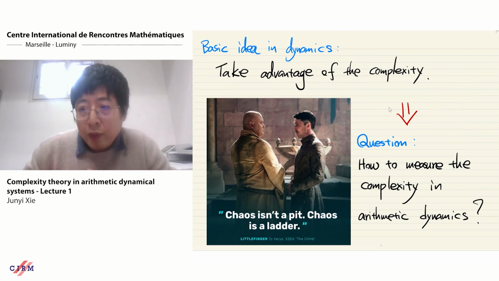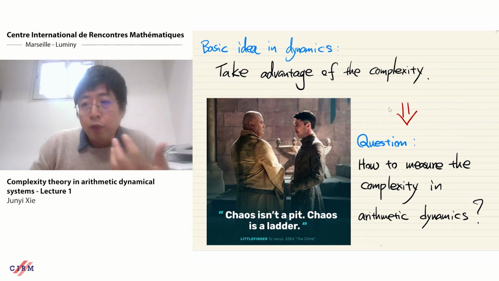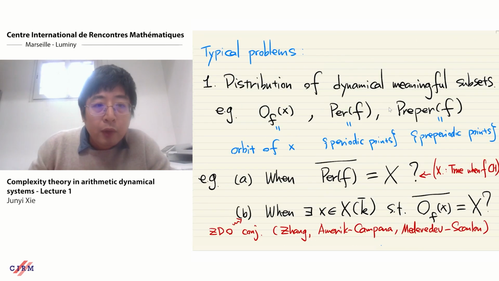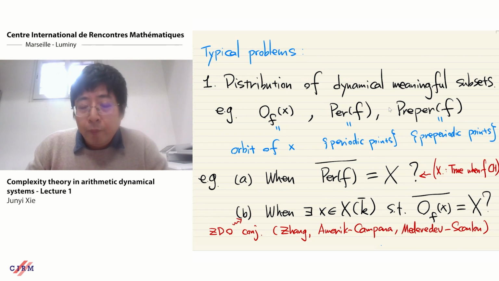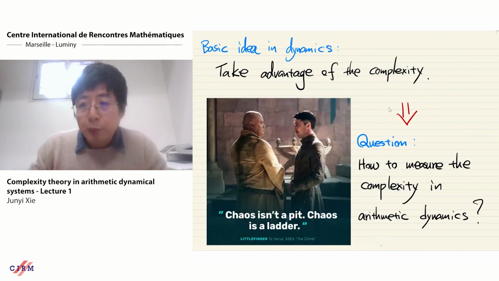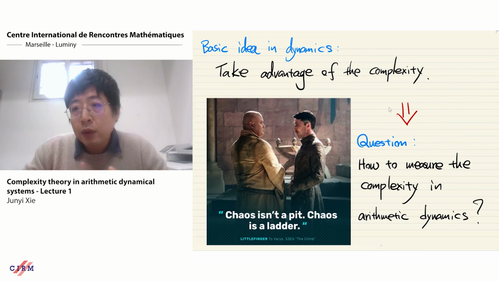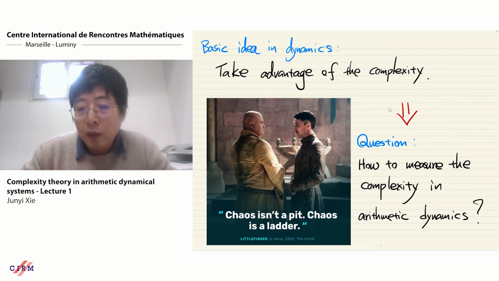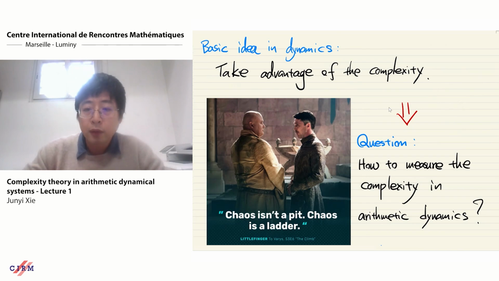In fact, for the two classes of problems I gave before, the distribution of dynamically meaningful subsets and, for example, the dynamical Mordell-Lang conjecture, in many of the proofs we use this idea. We need to take advantage of this complexity. And so I think a very natural question is how to measure the complexity in the setting of arithmetic dynamics.